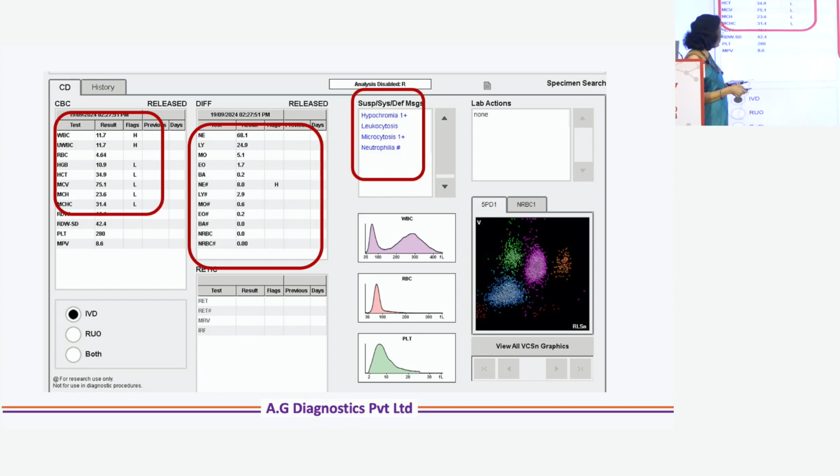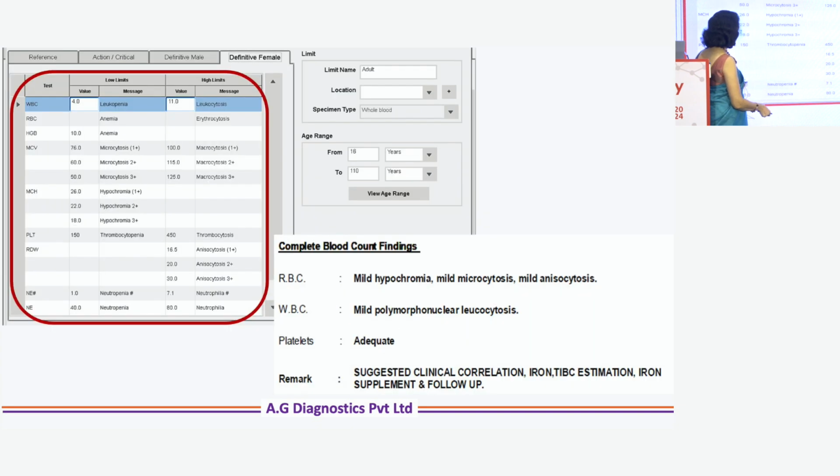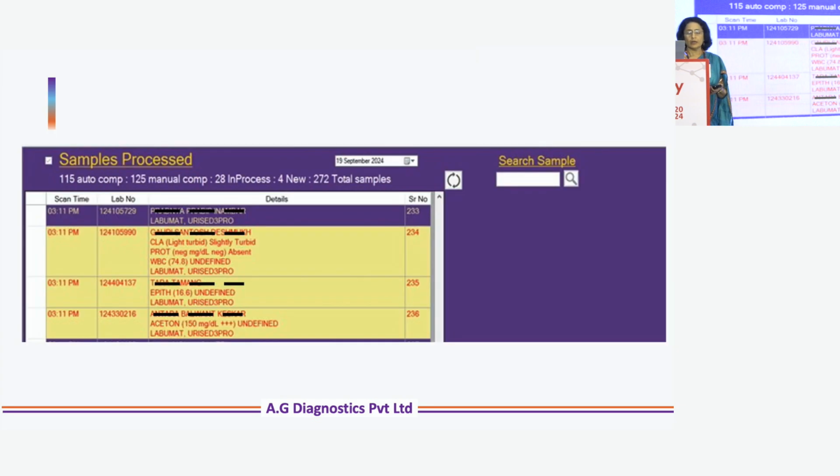This is another example where we could get the hypomicro, all these which the instrument has flagged, onto our interpretative comments. So these we have worked in where an algorithm will look at these and give the applicable remark. Similarly, in urine we could do this.